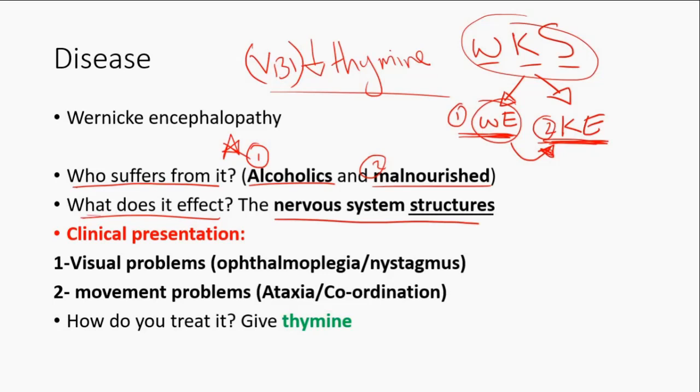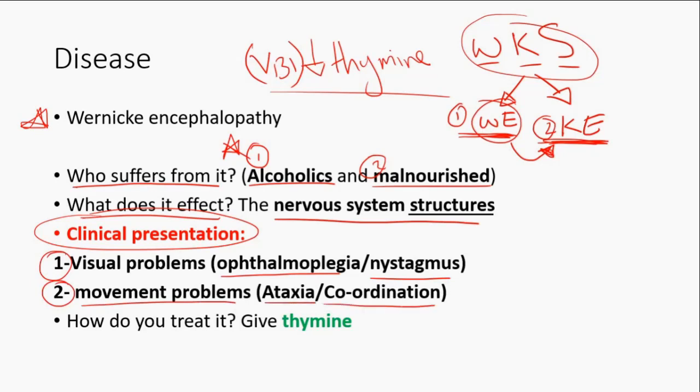So what are the clinical presentations of Wernicke's encephalopathy specifically? The first one is visual problems. So the patient may present with ophthalmoplegia or nystagmus or other visual problems. And then the second symptom that the patient will present with will be movement-related problems. So things like ataxia and coordination problems.